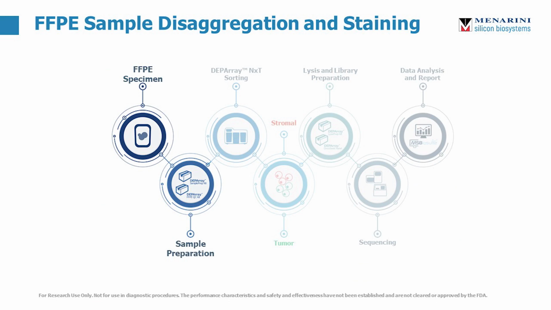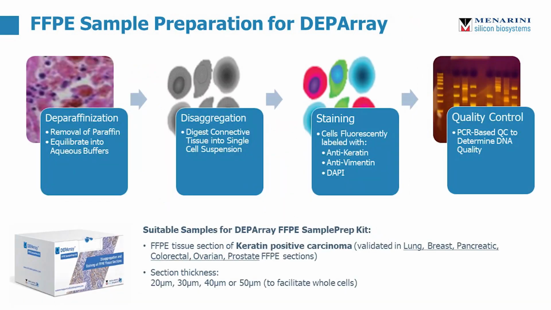So what does this process look like? Well, the first step is to prepare the specimen by disaggregating the tissue, staining it, and checking the quality of the nucleic acid. So, first step is to take a tissue slice from your FFPE tissue, deparaffinize it, and equilibrate it into an aqueous buffer.